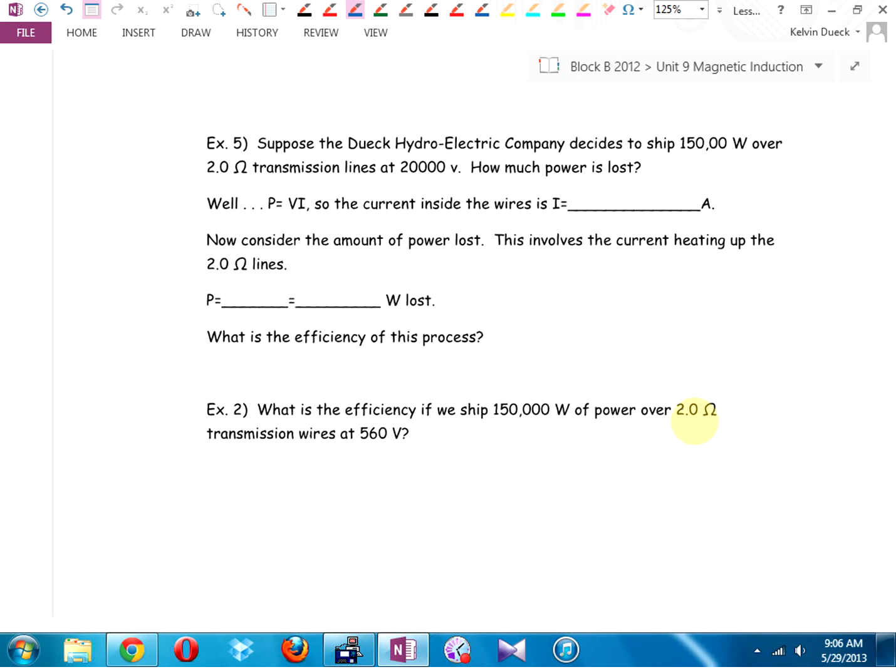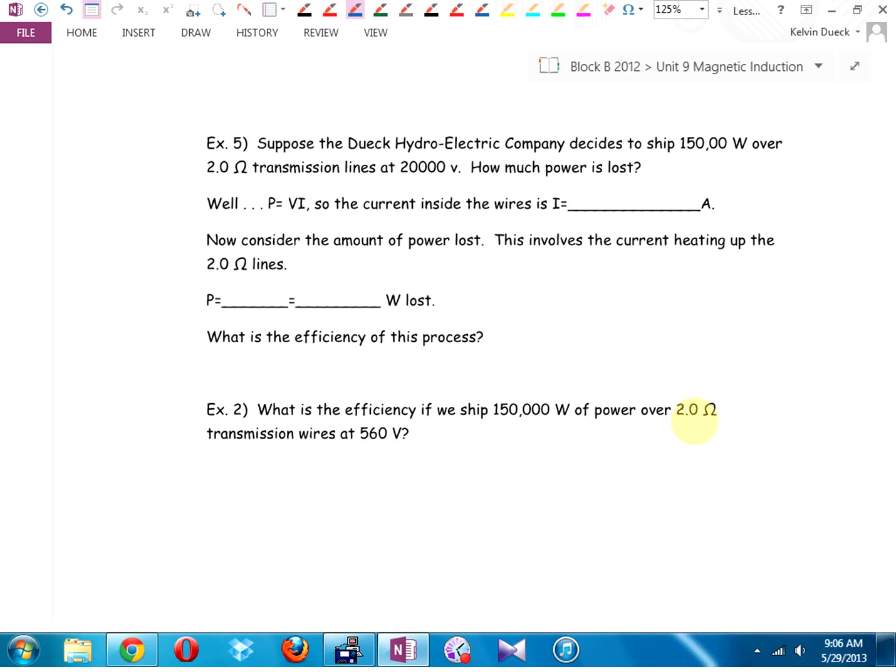Let's walk through this. Suppose the Dueck Hydroelectric Company decides to ship, so we have 150,000 watts of power that we've stored that we want to sell to Ontario. We're going to ship it through 2 ohm transmission lines, and I'm going to ship it at 20,000 volts. How much power is lost?